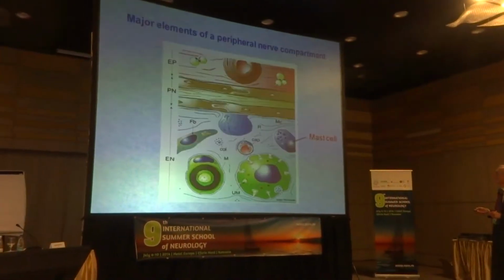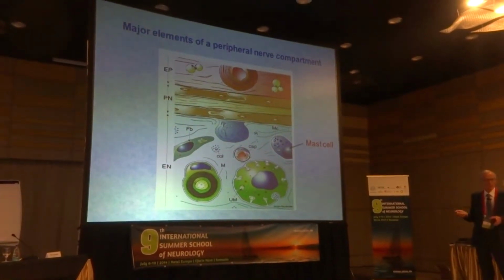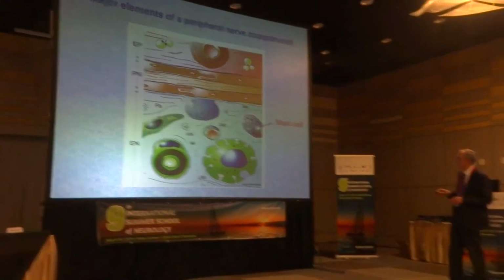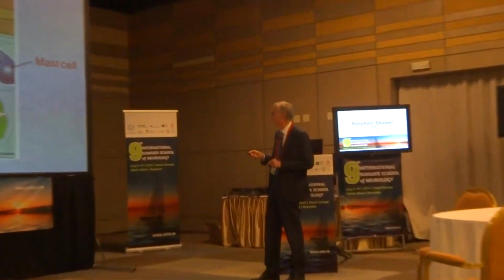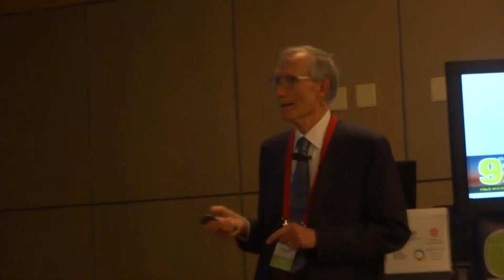Now, I've taken this other cartoon of the peripheral nerve. There are many of these in the literature. This one in particular is one of the few that I found that actually includes mast cells. So one asks, why are mast cells important in the nerve?